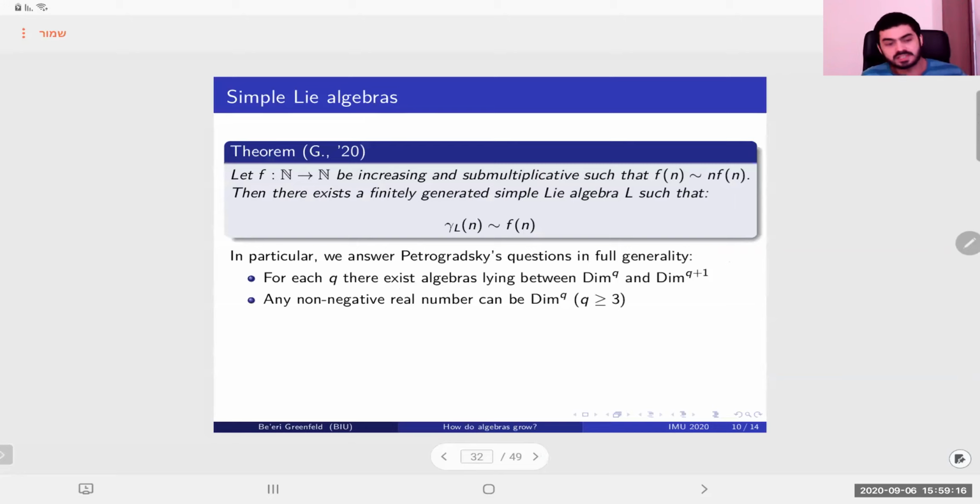So now I want to state the main construction, the main result of this part of the talk.